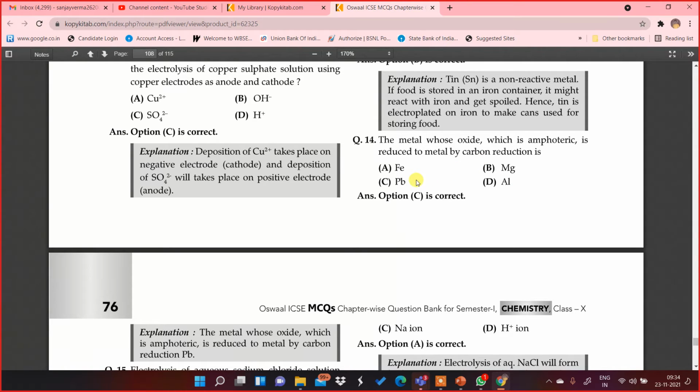So remember this. Both lead oxide and aluminum oxide are amphoteric in nature, but only the oxide of lead can be reduced by carbon. The oxide of aluminum cannot be reduced by carbon. That is the difference.